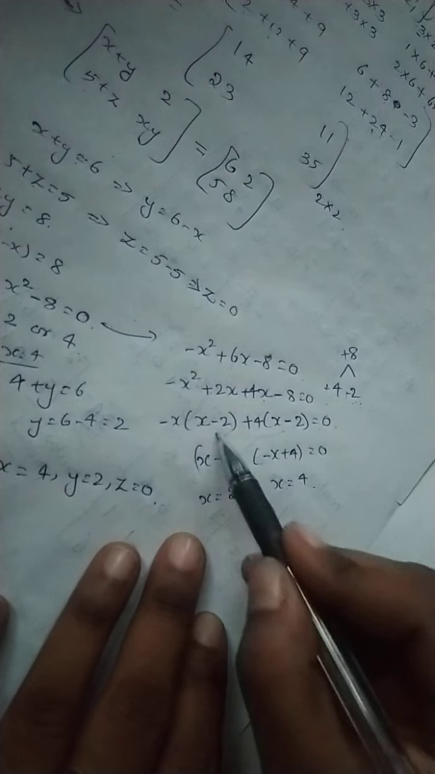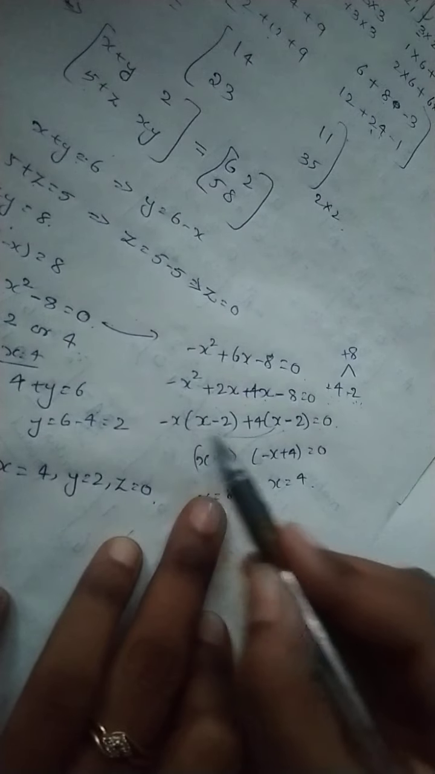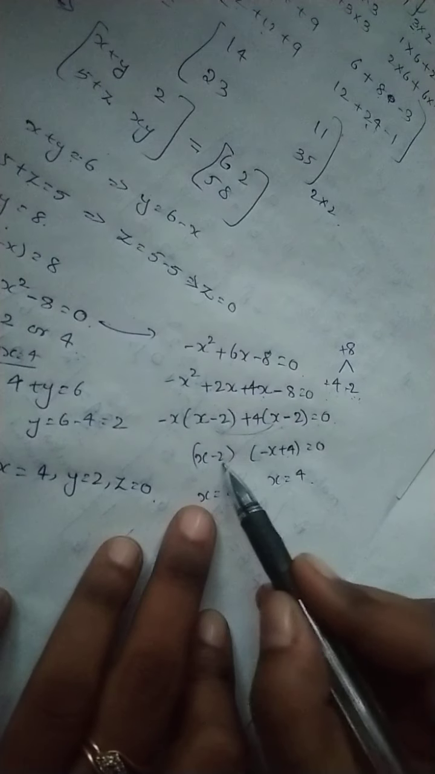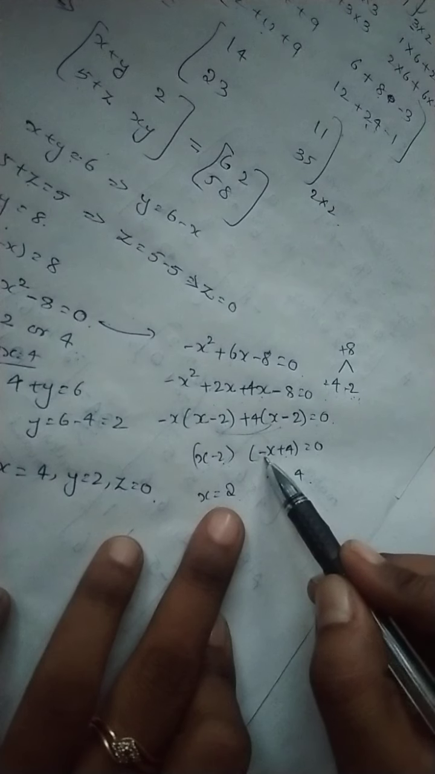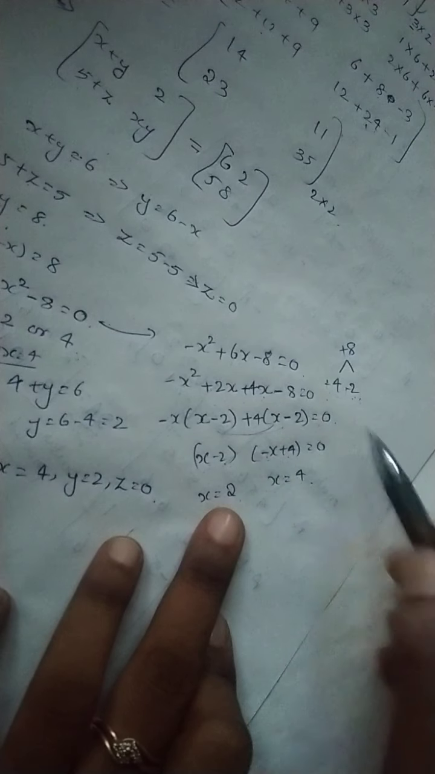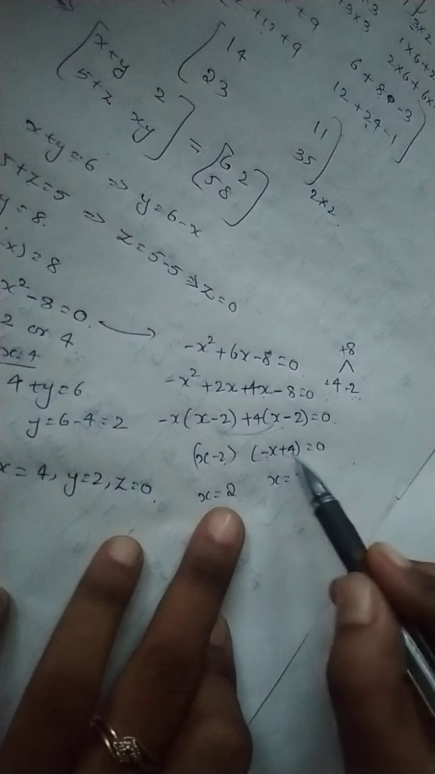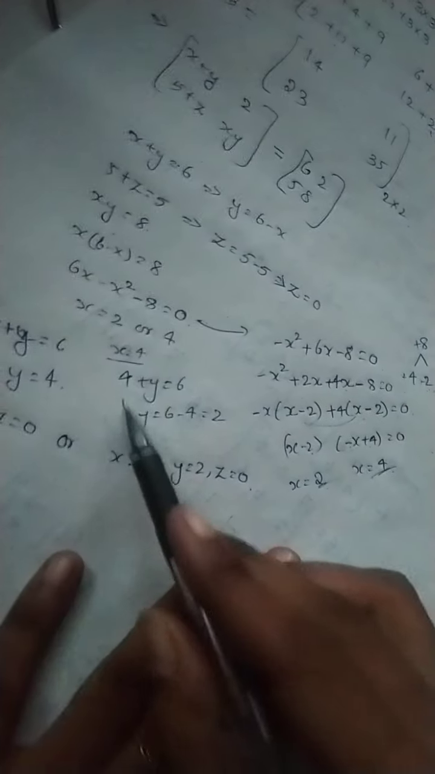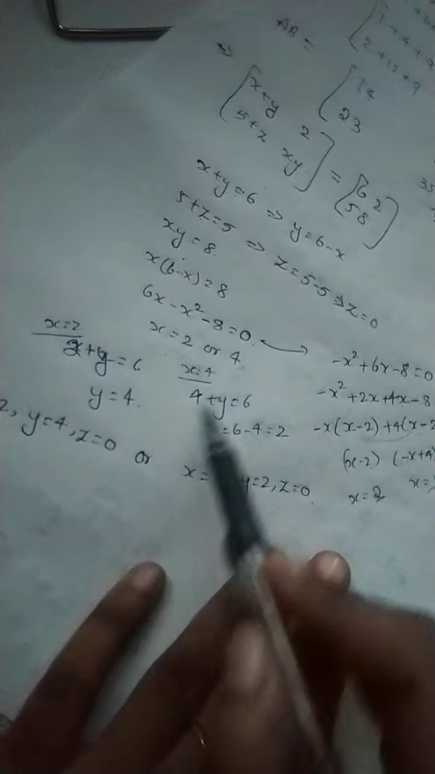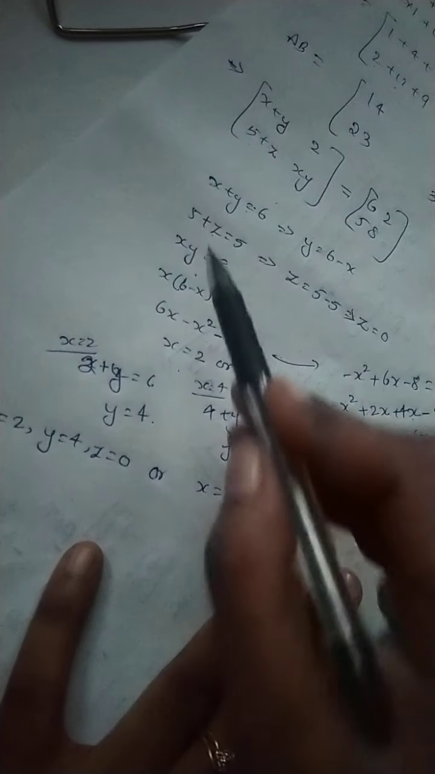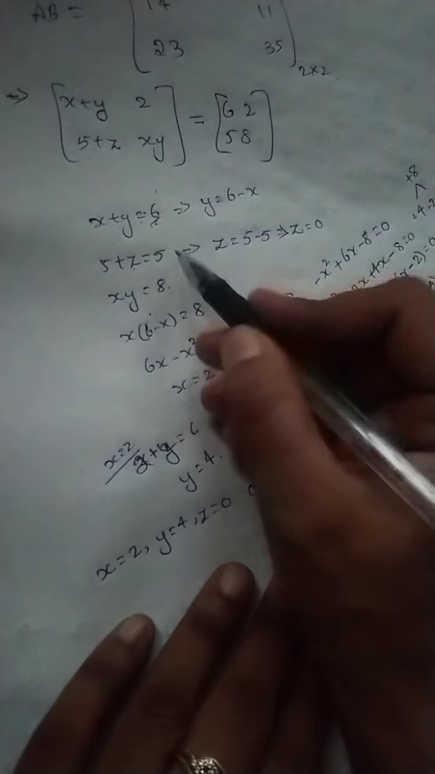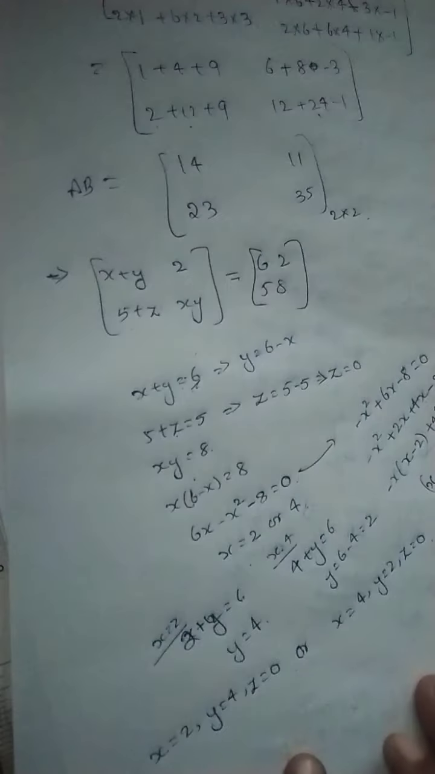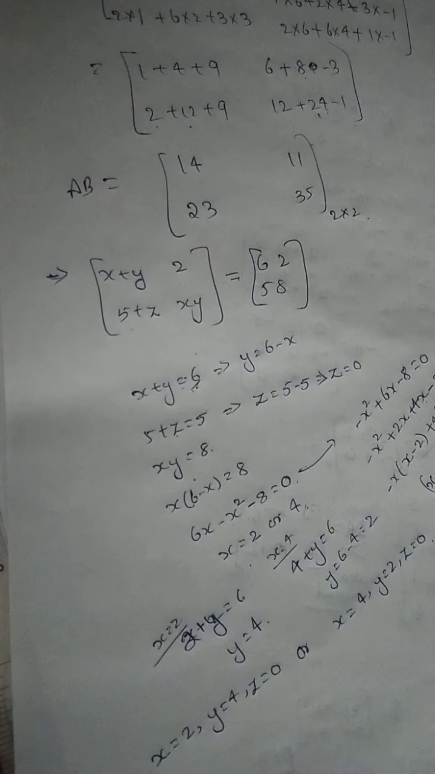So you can take x minus 2 common here, so x minus 2 and this minus x plus 4. When you equate x minus 2 is equal to 0, x will be 2. When you equate minus x plus 4, that's the next side, so x is equal to 4. This is how you will get x is equal to 2 or 4. Then you have to substitute that value in the first equation. This is our first equation. There you have to substitute the value and calculate. So this is about the whole operations of the matrix. So okay, good.